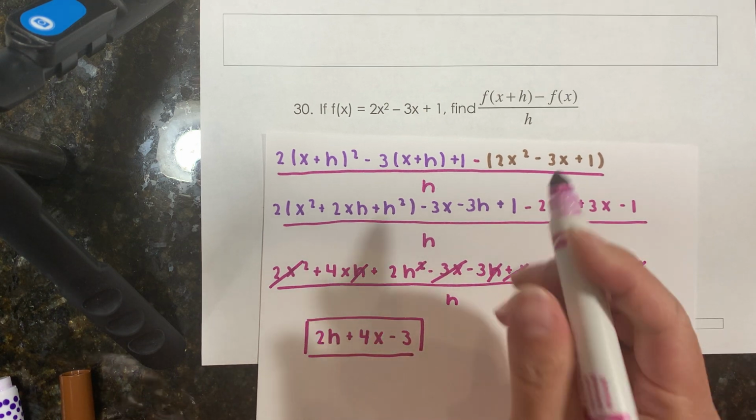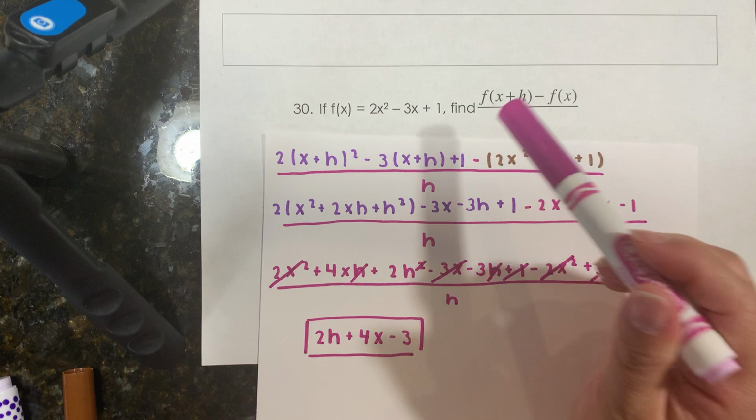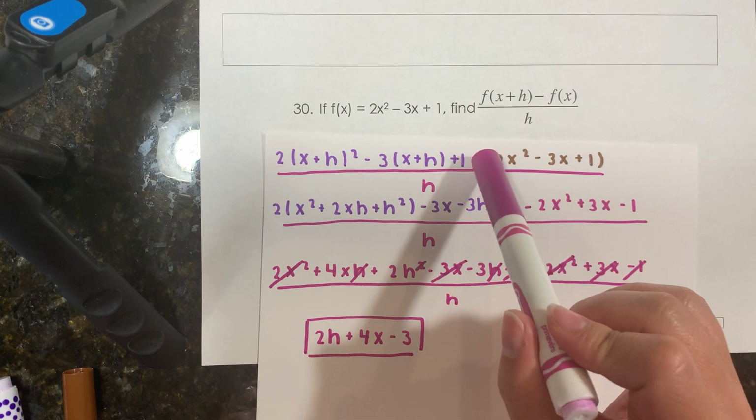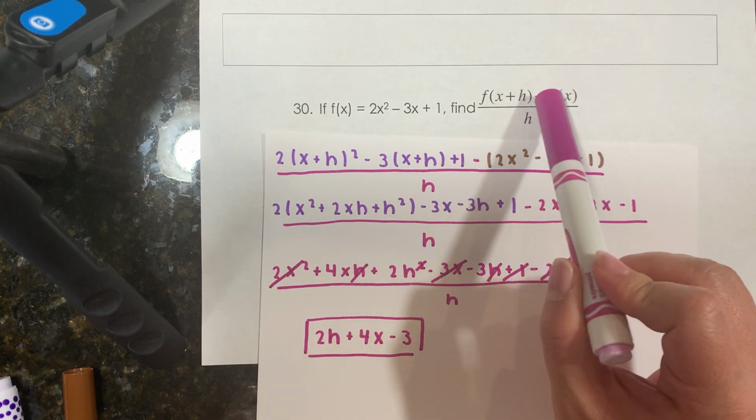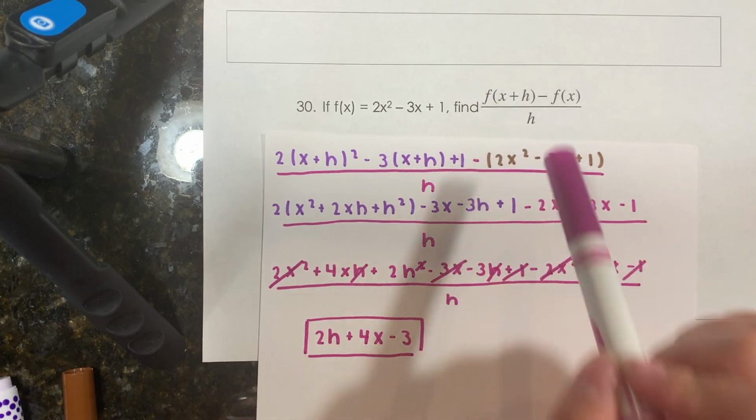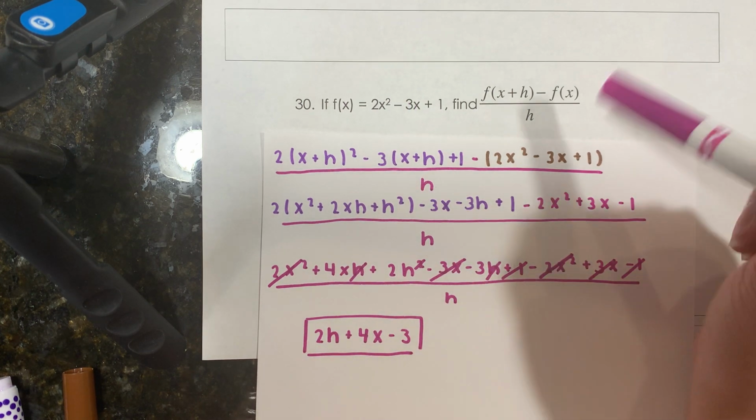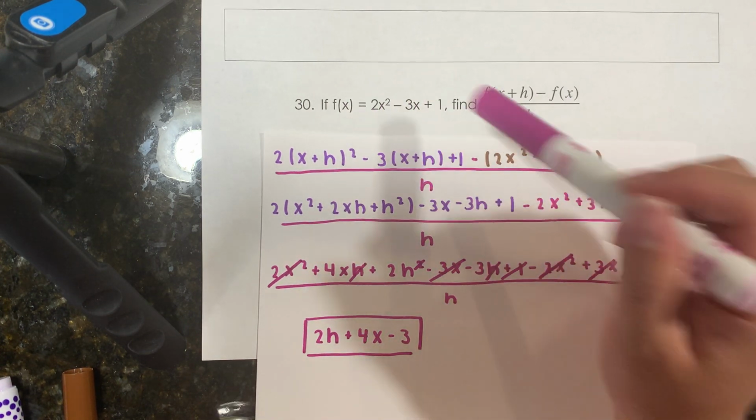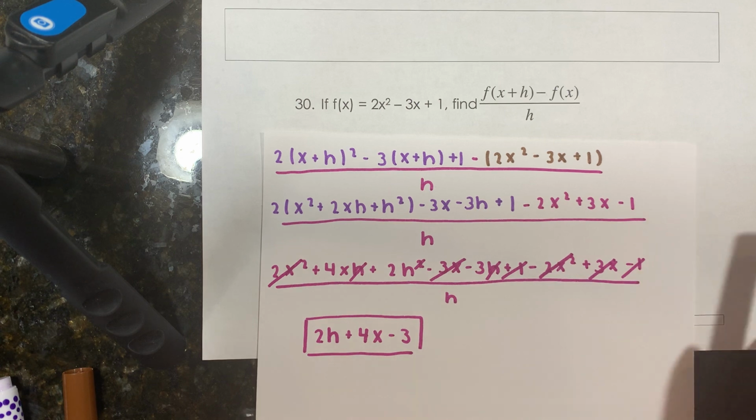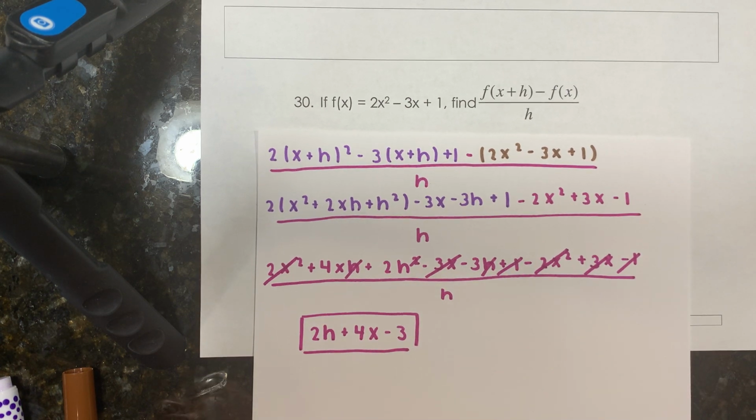So really, I had to do like 3 different parts to it. This color was done with the original problem, so the minus and the over h. Now the purple was done with the f of x plus h, where you plug this x plus h in for x. And then the brown was just our normal f of x function, so the original that they gave us. But that all simplifies down to this.